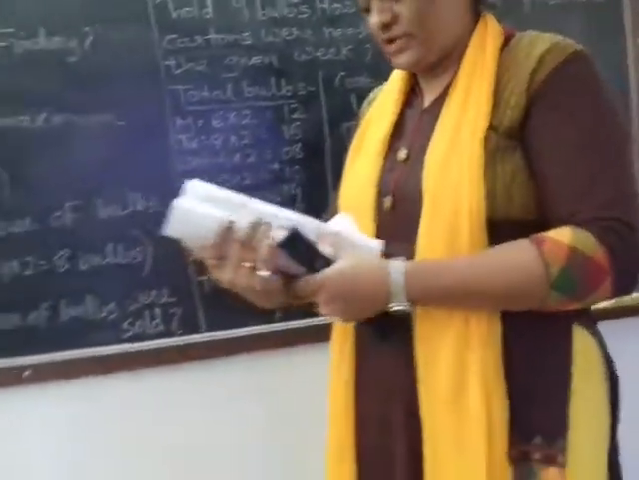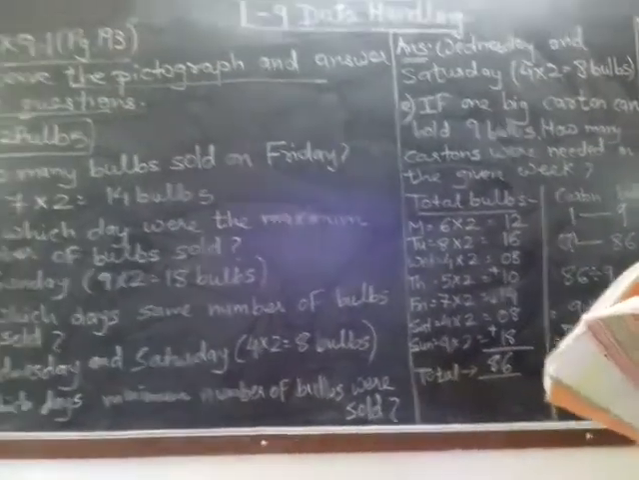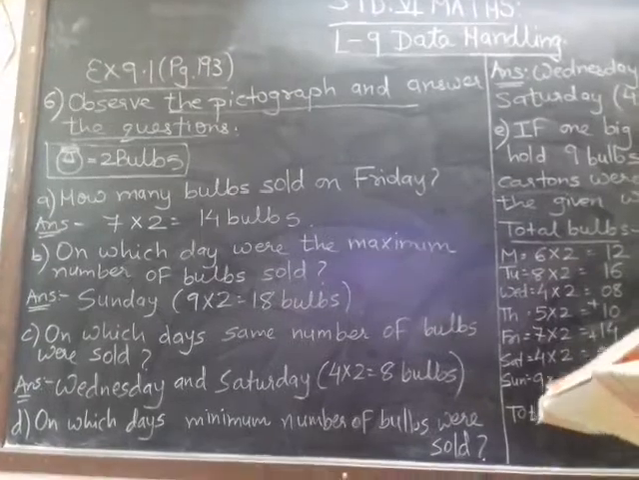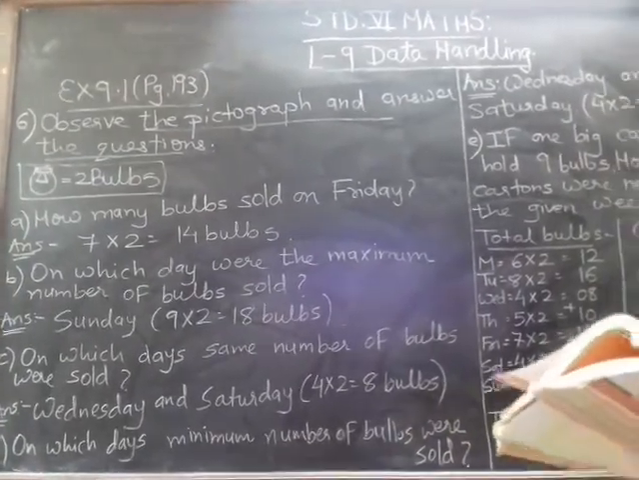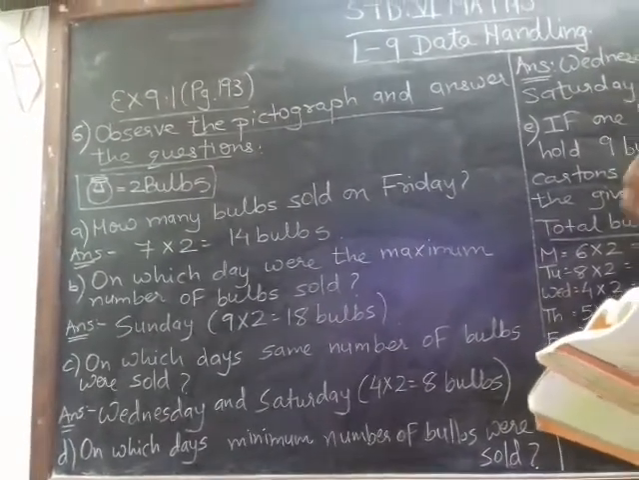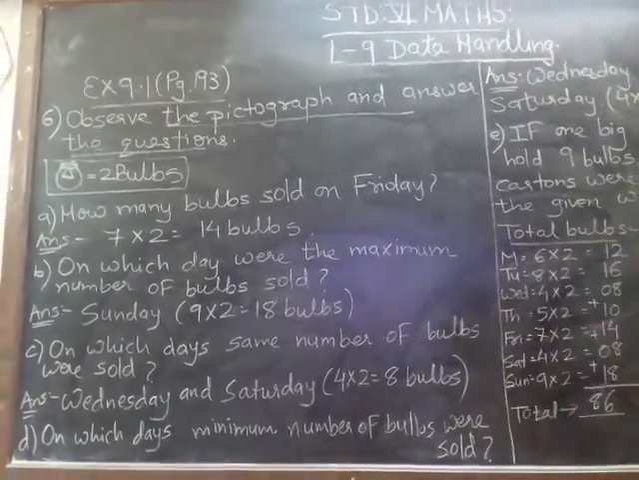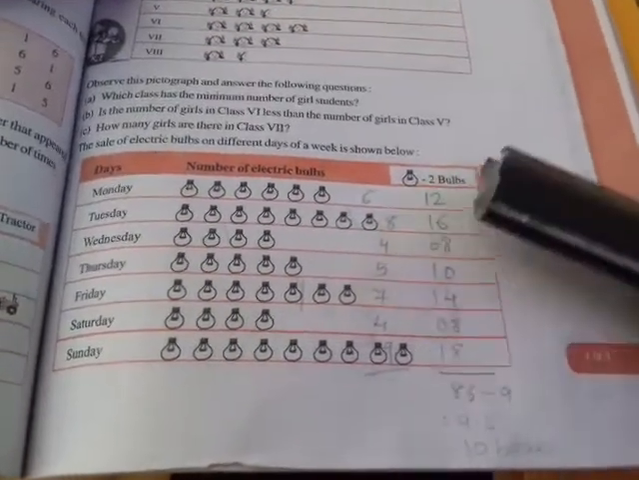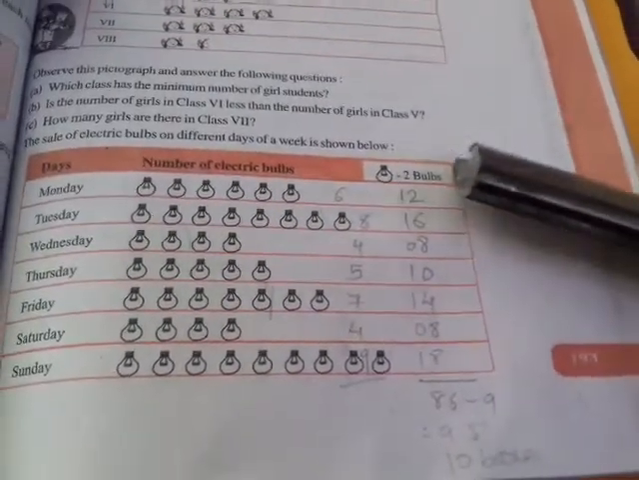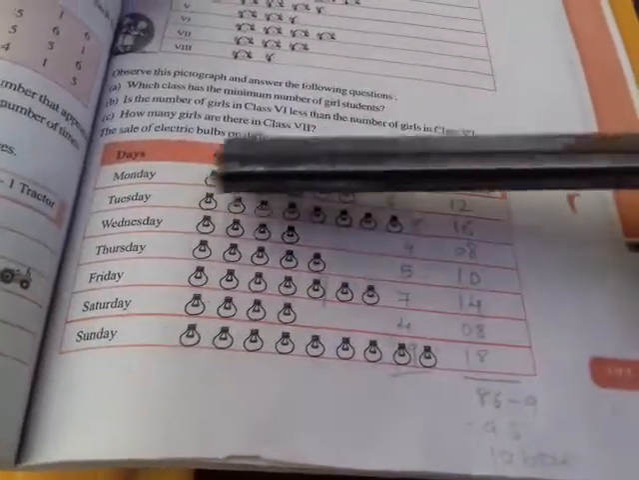Okay, coming on to question number 6, I will go through the sum. The sale of electric bulbs on different days of a week is shown below. Now observe the pictograph and answer the following questions. I will go one by one. The very first and most important thing in a pictograph, you have to find out the figure or picture given. A picture of a bulb is given and they have written that one picture of a bulb is equal to 2 bulbs. So first of all, what you will do? You will count out the number of pictures given.